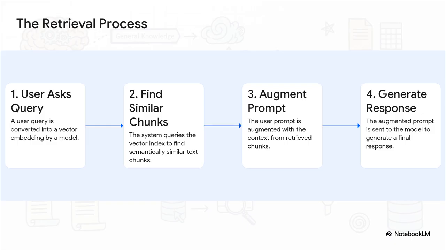Then, it zips over to the vector database and looks for the text chunks that have the most similar vectors, the ones that are closest on that map of meaning. And finally, it grabs those relevant chunks, hands them over to the AI model with your original question, and says, here's all the context you need to give a great, fact-based answer.